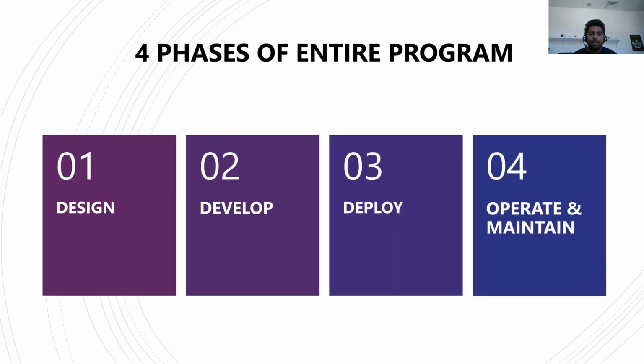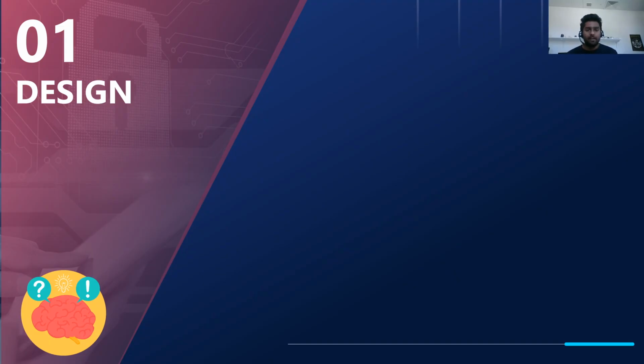So basically, in order to implement the entire program, there are four main sections. First is design, develop, then you deploy, and then you operate and maintain. Right. So let's start with the design.